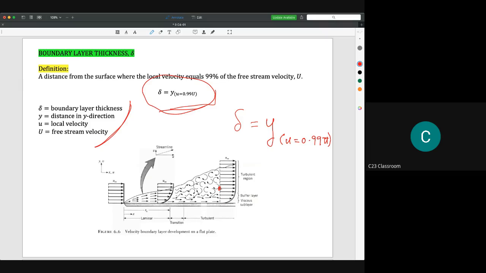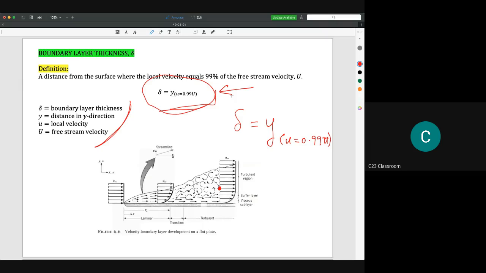This is a very important parameter. We need to estimate the boundary layer thickness, but the mathematical expression here is very simple and straightforward. So delta is equal to y. There is nothing we can calculate here, because the equation is very simple. Then we need to estimate the delta by using the idea of shear stress.